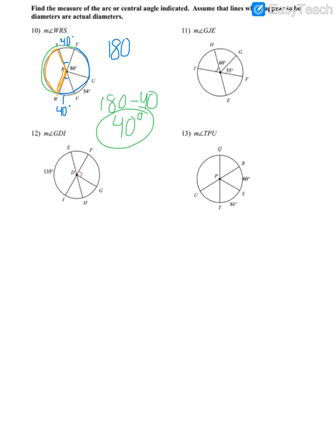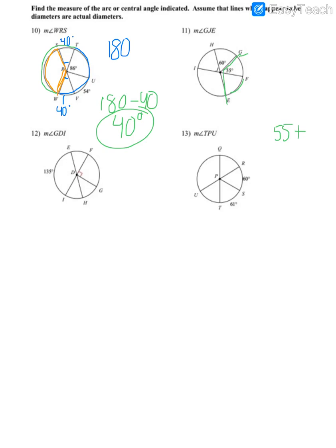Let's see if we have something similar in number 11. Measure of angle GJE. So GJE is in here. So basically we need to find this arc measure. We already know part of it's 55. We need to find this part, and then we can just add 55 to that. So it's going to be 55 plus something.